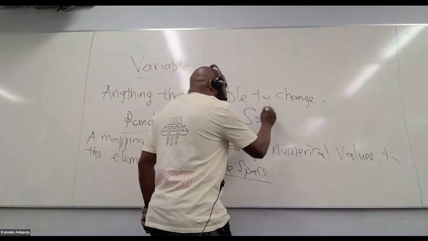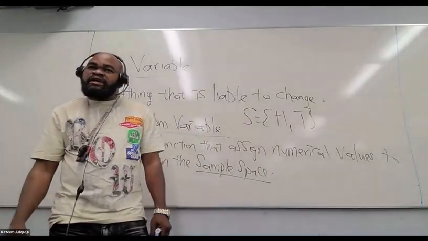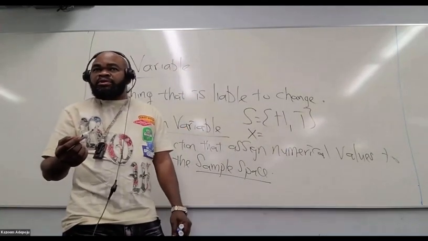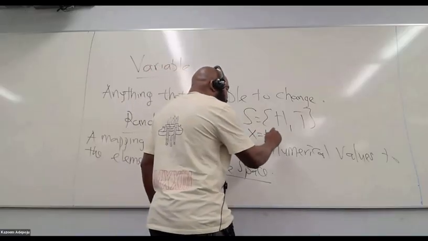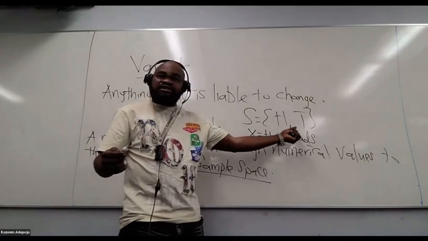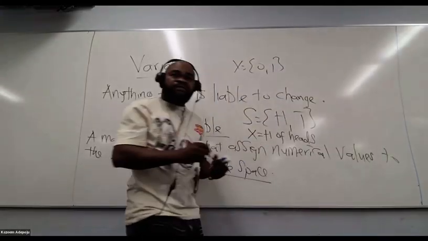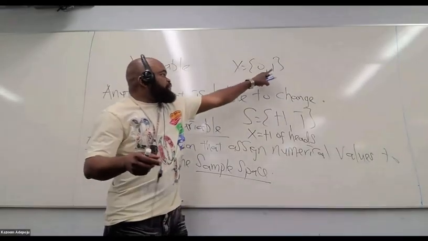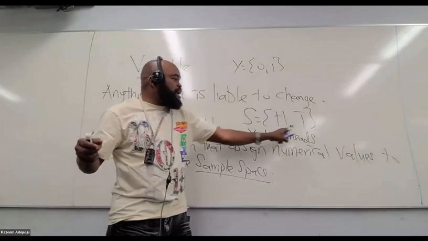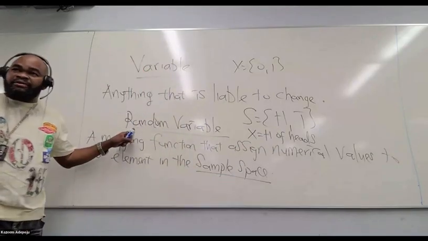If I toss a coin once, in my sample space I have head and tail. If I want to define a random variable, maybe I'm going to say the number of heads. Now, the number of heads could be 0, could be 1. These are numerical values. I'm assigning numerical values to the elements in the sample space, and what enabled me to achieve that is a random variable.